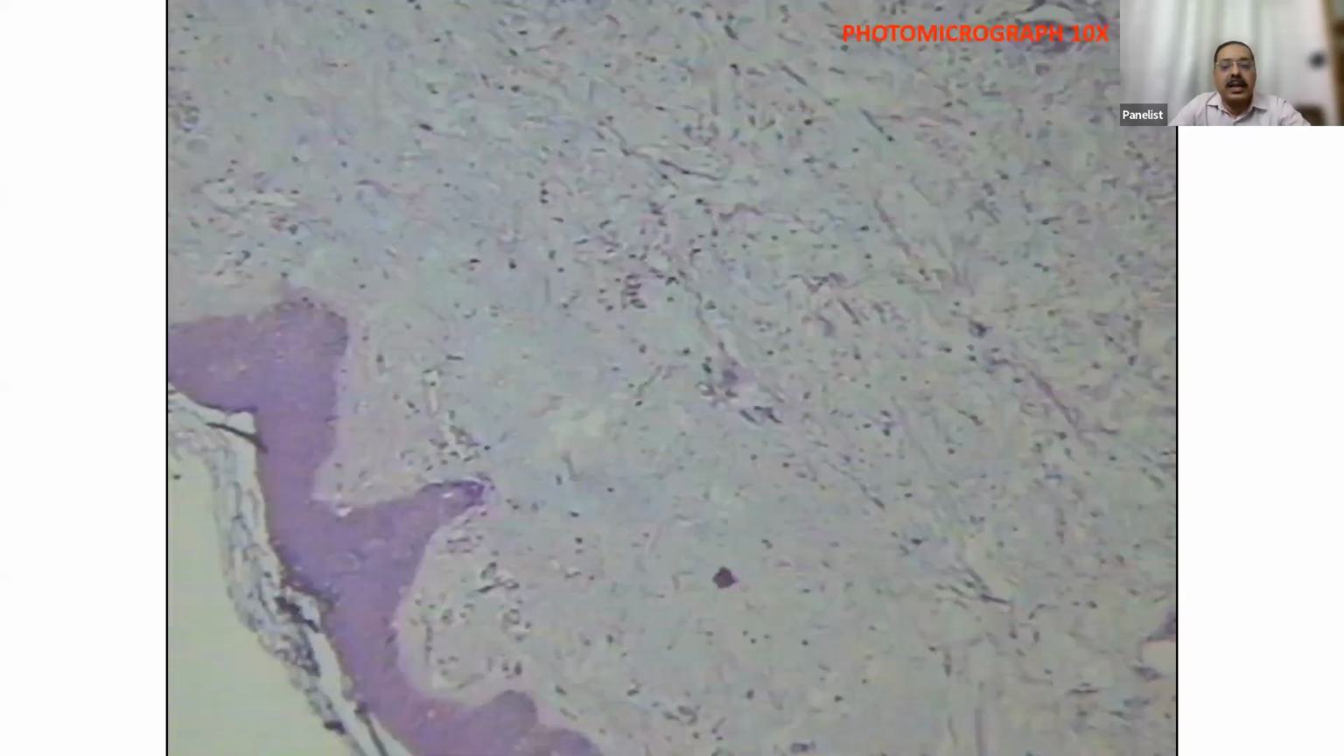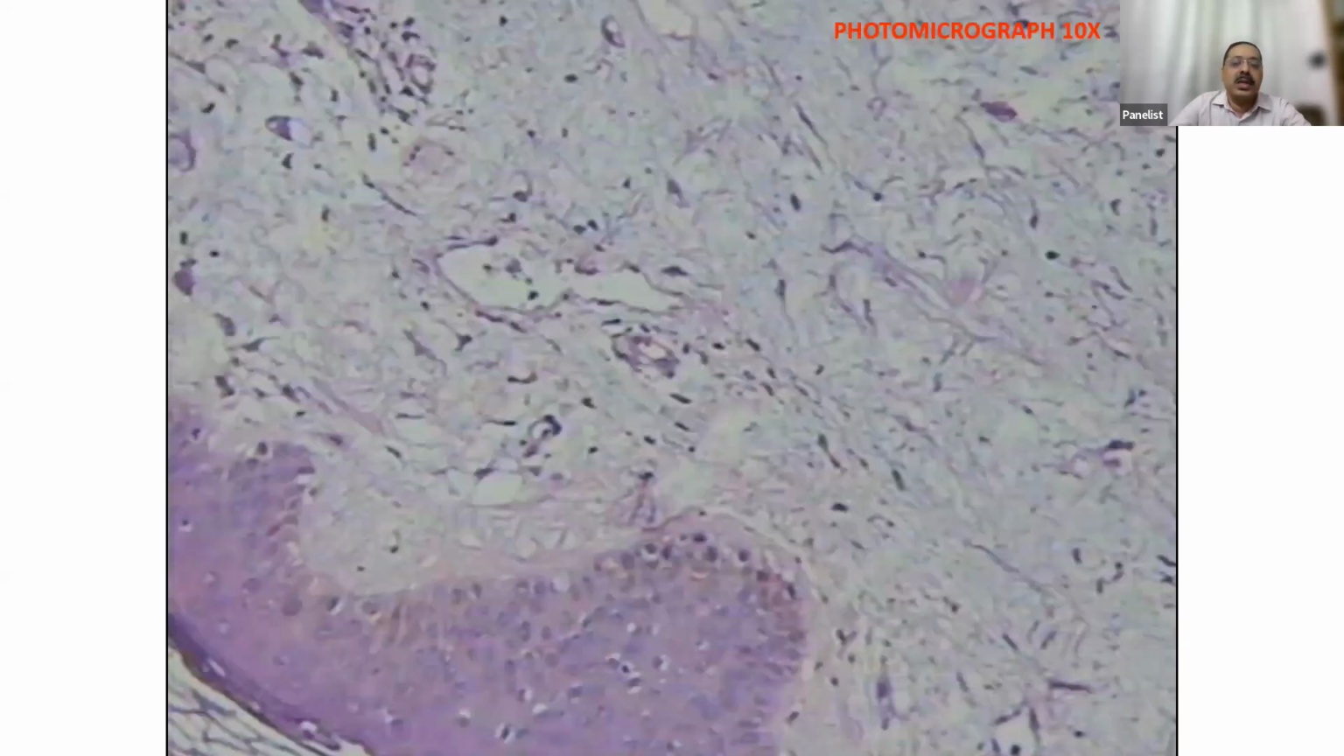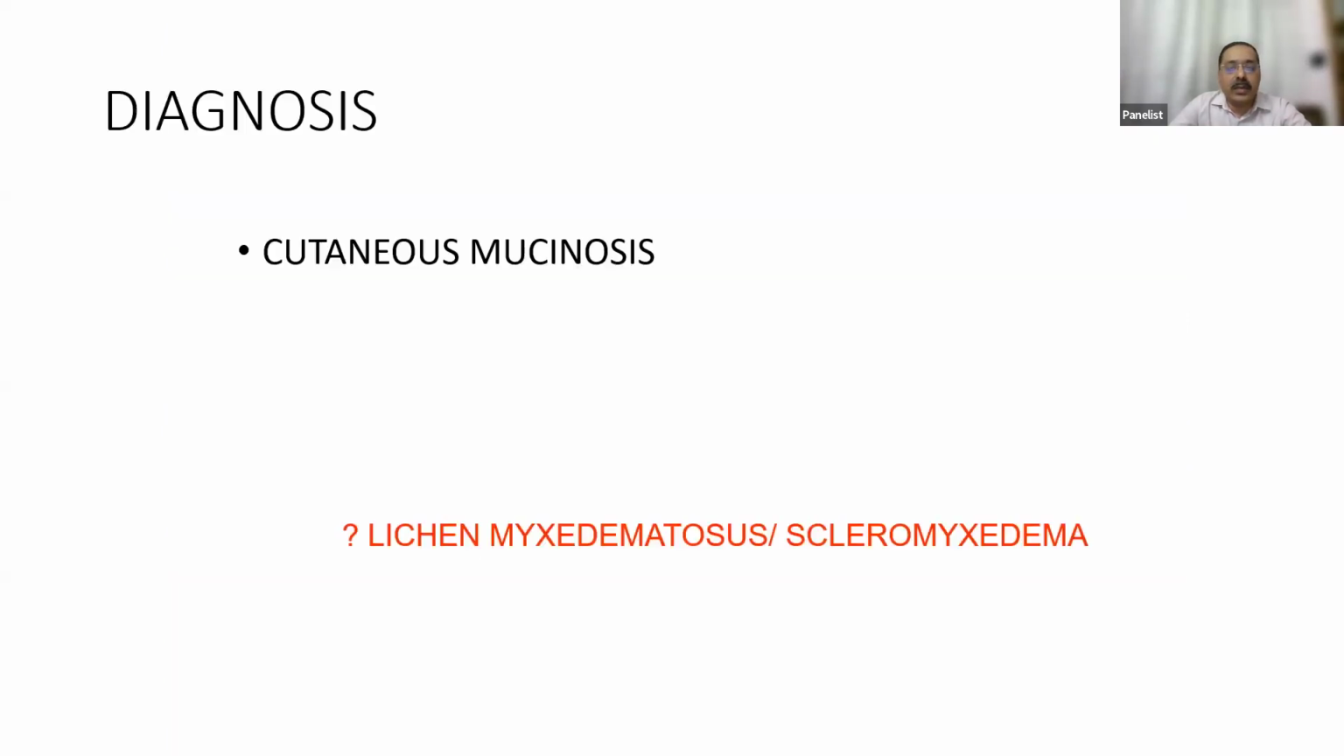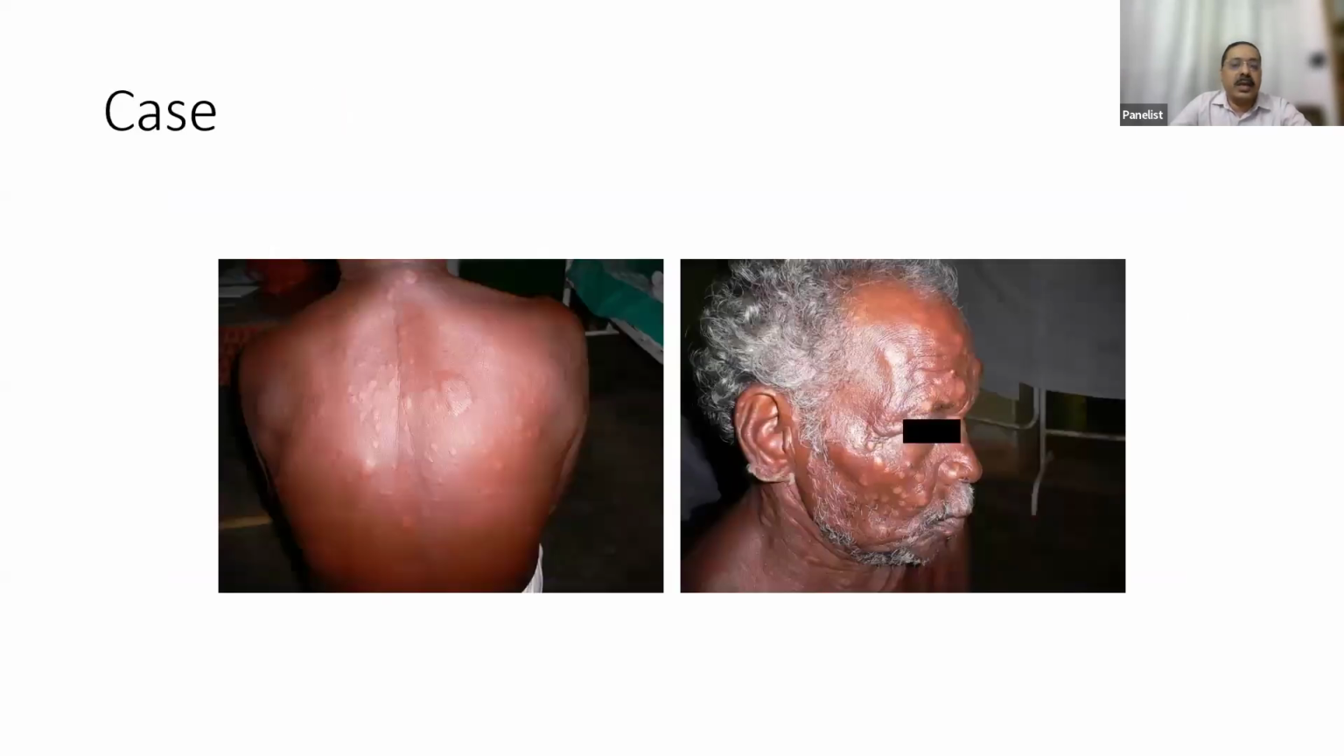And lo and behold, we had the diagnosis: a sheet of blue. It is a sea of blue, and we knew that we were hitting upon a mucin deposition. So it was a cutaneous mucinosis. Finally, we did special stains on this, and it was signed out as lichen myxedematosus, or scleromyxedema. We gave the treatment for scleromyxedema, and the patient got better. So there you find the importance of doing the special stains as well as the clinical differential diagnosis, and how we approach it.